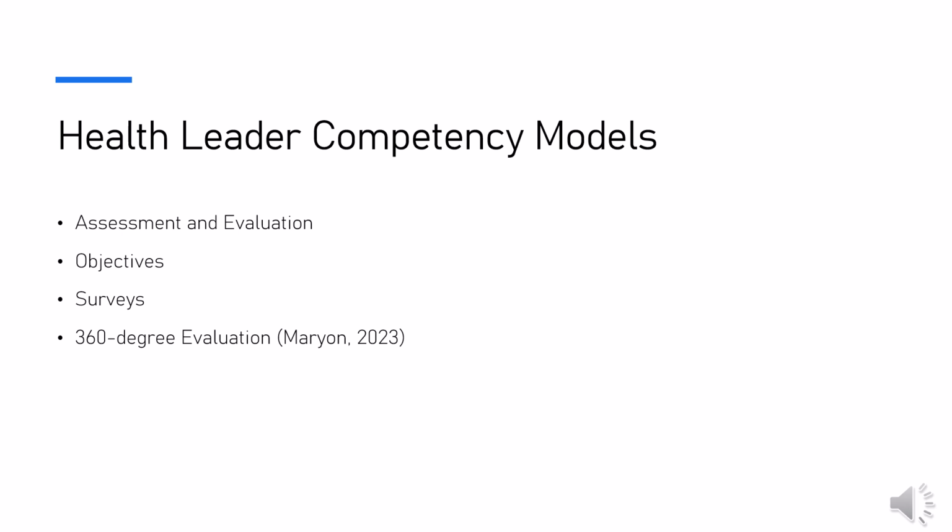Another way is to assess or evaluate the leader through surveys conducted by subordinates and peers. And finally, a type of survey that is used is a 360-degree evaluation, which is given to all individuals within the organization that work with or for the leader, to include their supervisors.